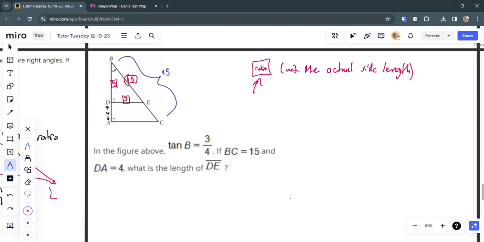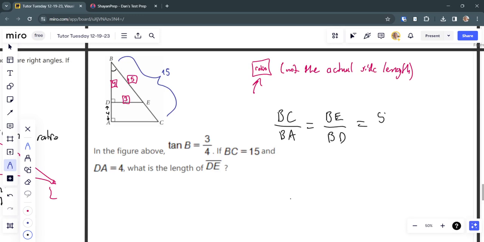So if this side length is 5 and then this side length is 4, we can set up a little ratio to find the ratio of BC corresponding to BA. The ratio of BC to BA is going to be the same thing as the ratio of BE to BD.